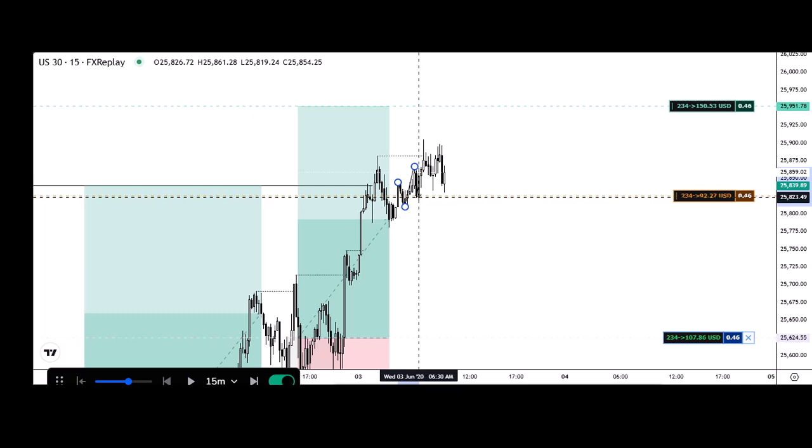Remember, a change of character is what confirms a fractal structure shifting from bullish to bearish, and a fractal structure is an aggressive type of structure. So it can be a wick. You don't necessarily need it to be a candle body close. It can be a wick.